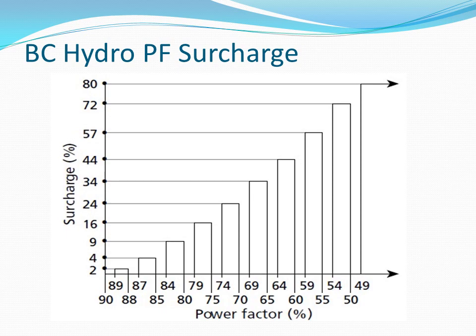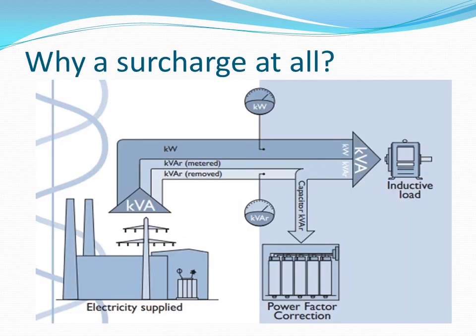bill. The surcharge rate operates on the curve shown. It is an almost linear relationship. As the power factor is worse, the surcharge increases and is determined as a percentage of supplied kilowatt hours. So why do we have a surcharge at all? Since BC Hydro does not directly charge for kVA supplied, they do not have a direct means to recoup costs incurred with correcting for a power factor.